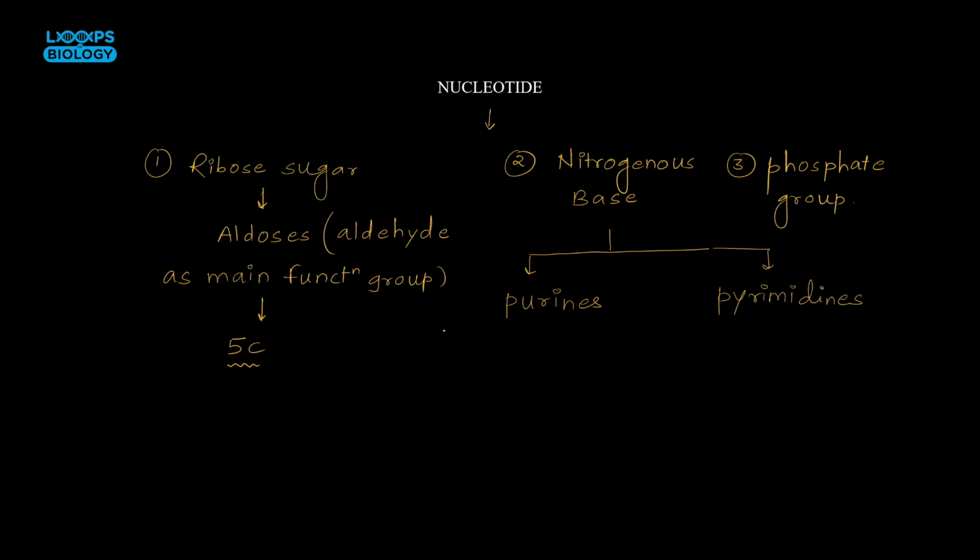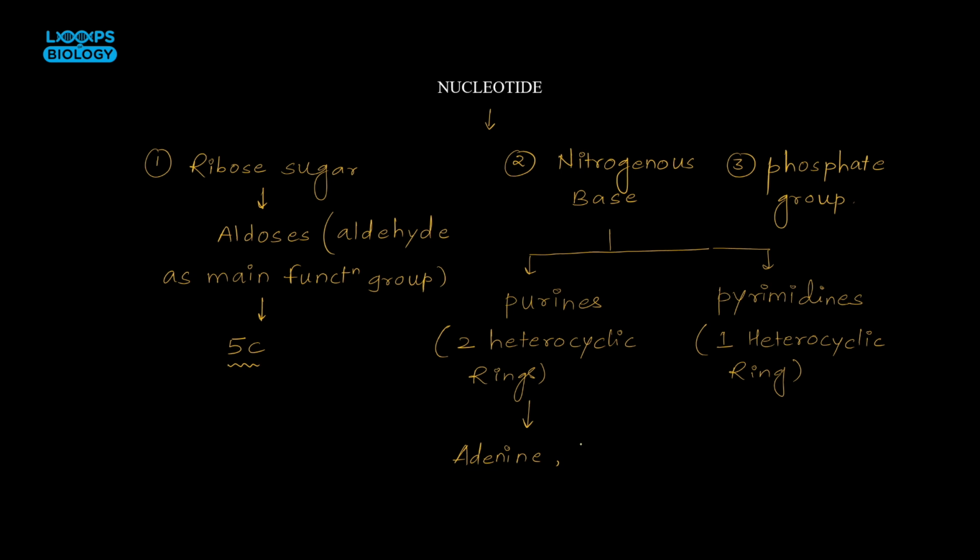If we are talking about purines, there are two heterocyclic rings, and if we are considering pyrimidine, there is going to be only one heterocyclic ring. So what are the nitrogenous bases now? If we are talking about purines, these purines are nothing but adenine and guanine.